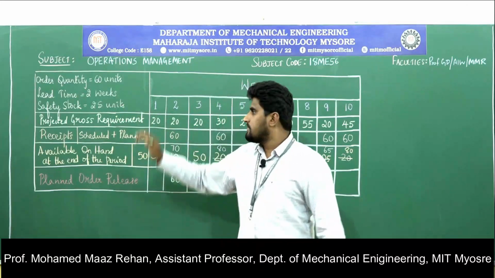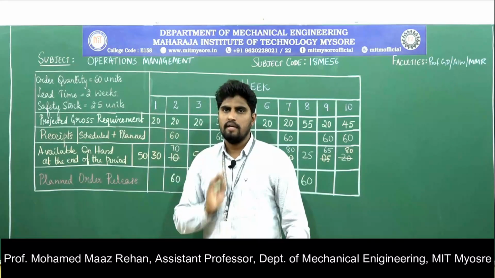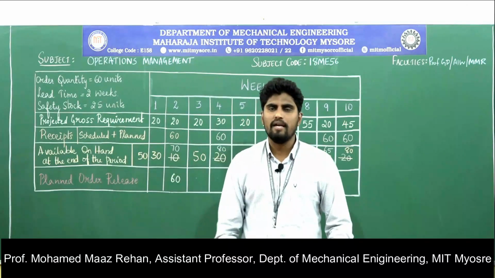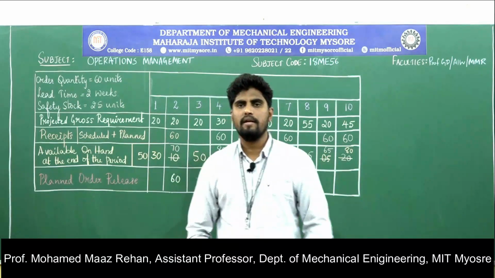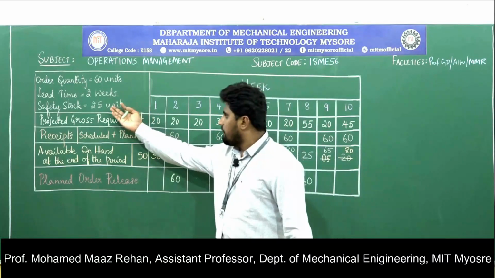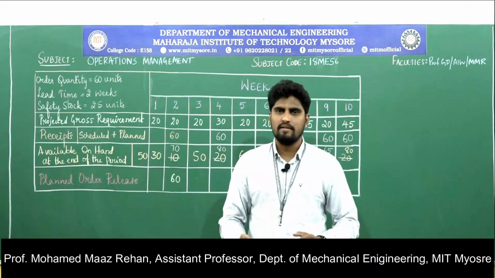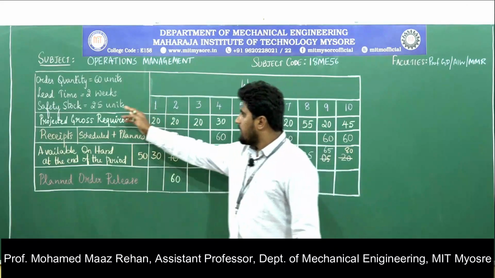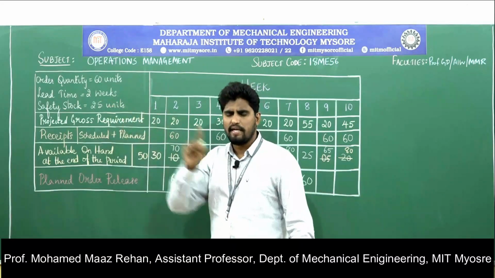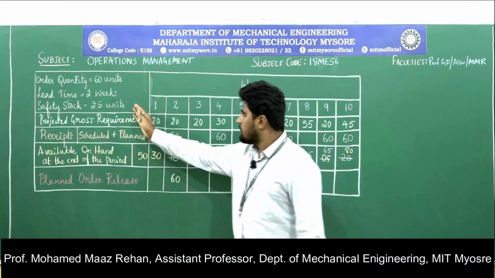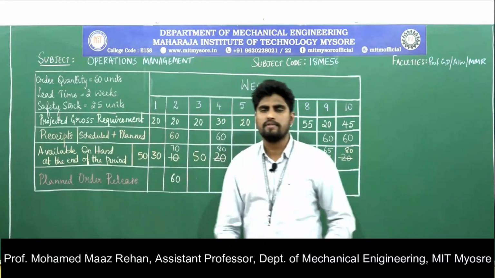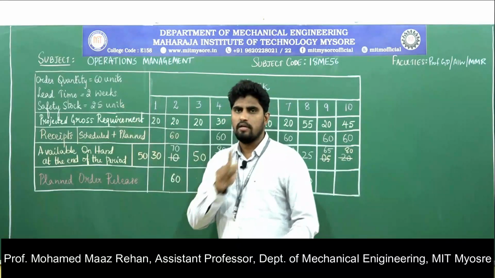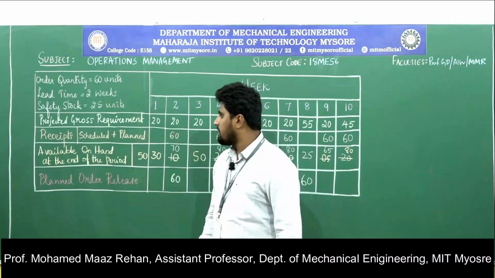And make sure that the safety stock matters a lot, because that is the inventory that has to be available on hand during a particular week. If the safety stock is less, then you can't proceed further with the manufacturing, right? So make sure that the safety stock has to be 25 units. If there are no 25 units, you can't proceed further. So while calculating, you have to keep in mind that the safety stock is 25 units.